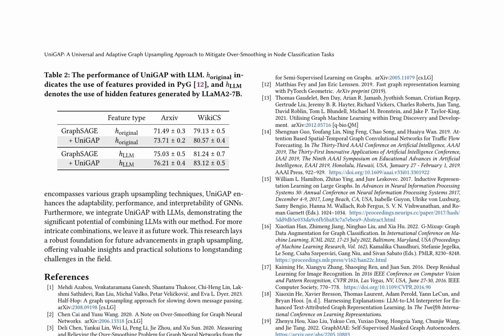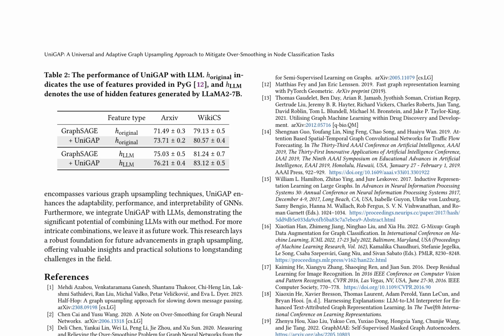The paper introduces UniGAP, a novel graph upsampling approach designed to mitigate the oversmoothing problem in node classification tasks. UniGAP is a universal and adaptive method that enhances the adaptability, performance, and interpretability of graph neural networks, GNNs. It is also integrated with large language models, LLMs, demonstrating the potential of combining LLMs with UniGAP.